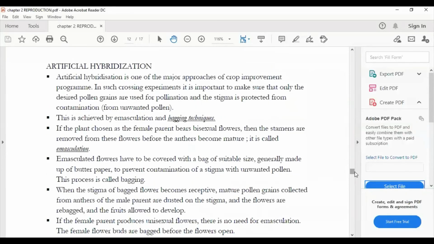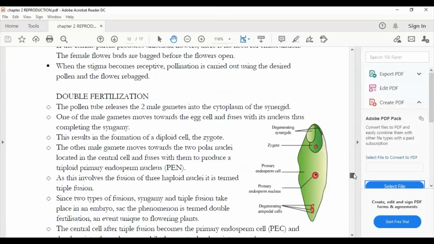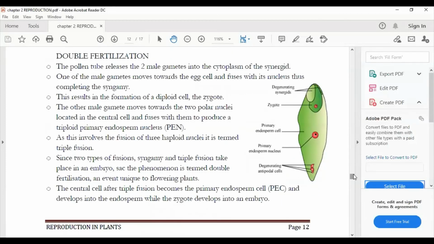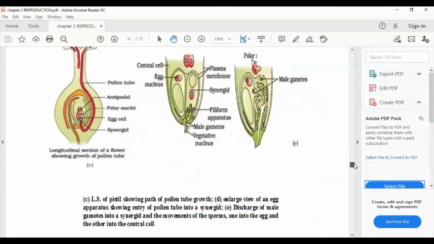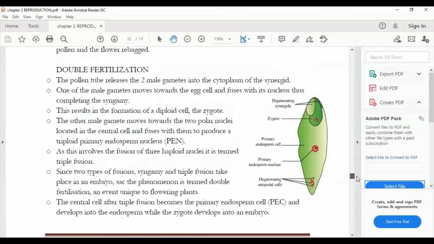So the next concept is artificial hybridization. Yes, again, this will also be asked in the examination. So here you have to follow the 3 steps, that is bagging technique, emasculation and dusting, and a little of explanation. Then moving on to double fertilization. Here you have to explain with the diagram. Double fertilization, you can follow the double fertilization diagram, which is here, and you can write up the explanation part.